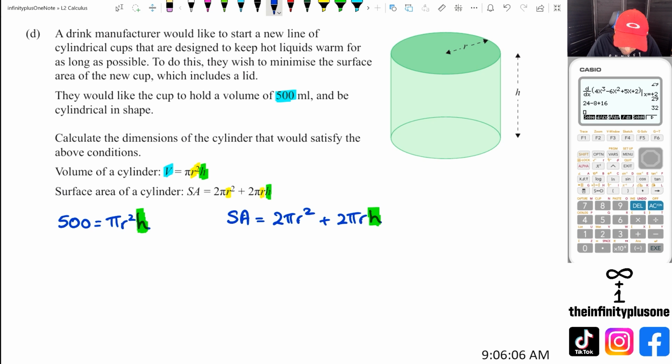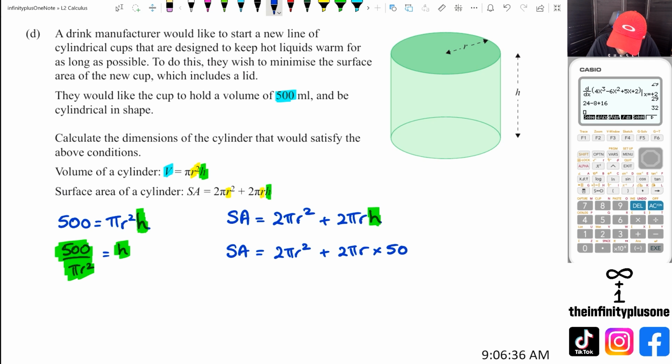So what I'm going to do is rewrite this as 500 divided by pi r squared equals h. Because when I do this, all I've said is that h equals 500 divided by pi r squared. So if I go back to the surface area, I can write this as 2 pi r squared plus 2 pi r multiplied by 500 divided by pi r squared, because this is h.